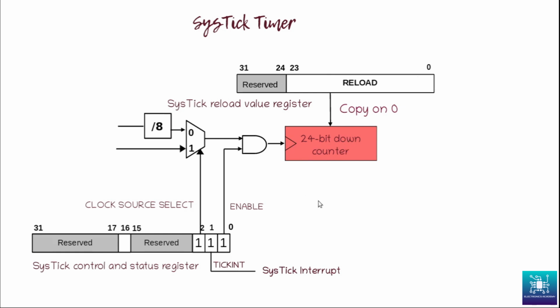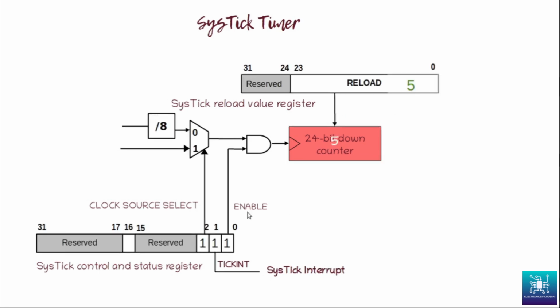Let us have a look at an animation of how this works so that it becomes more clear. Here we can see that we have a reload value. Now the reload value has to be 1 less than the count you want. For example, if you want a value of 6, you have to load 5. So it is 5, 4, 3, 2, 1, 0. Thus you are actually counting down 6 ticks or 6 clocks with a value of n minus 1. So that is what is being shown here.